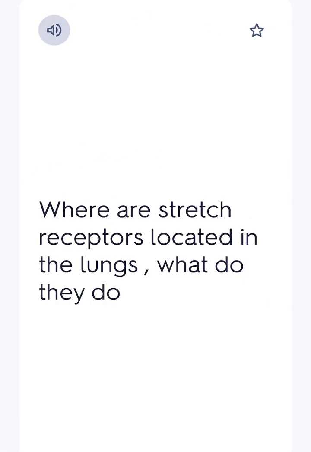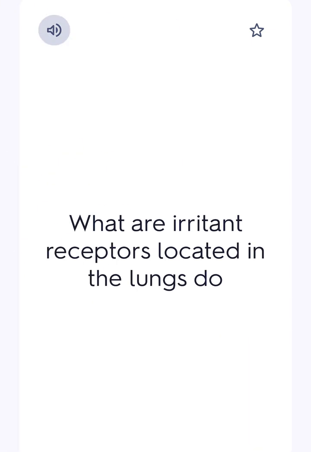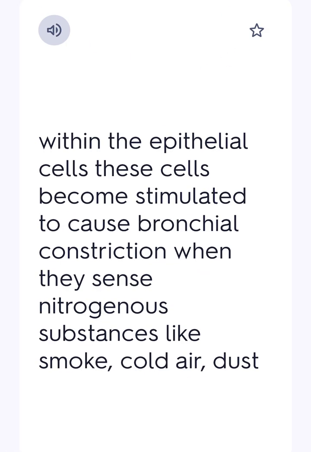Where are stretch receptors located in the lungs? What do they do? Smooth muscle layer in the lung: when the lung becomes inflated, the receptors signal the need for expiration. What do irritant receptors located in the lungs do? Within the epithelial cells, these cells become stimulated to cause bronchial constriction when they sense noxious substances like smoke, cold air, dust.